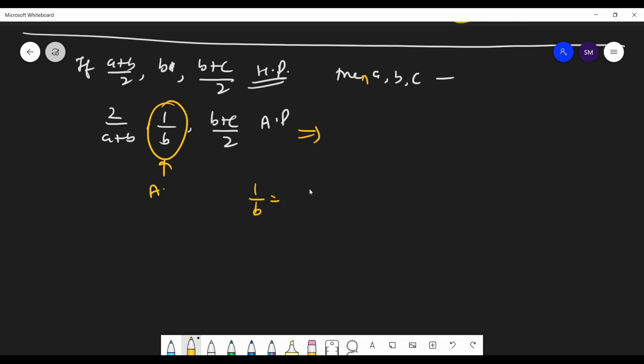So 1 by b is equals to 2 upon a plus b plus c upon 2 divided by 2. This is the meaning of arithmetic mean, or you can say average. Yes? 2 by b plus c will come. Yes, sorry.